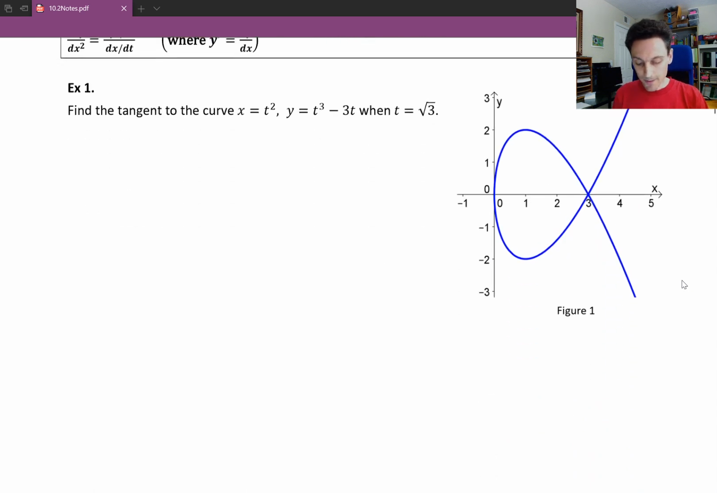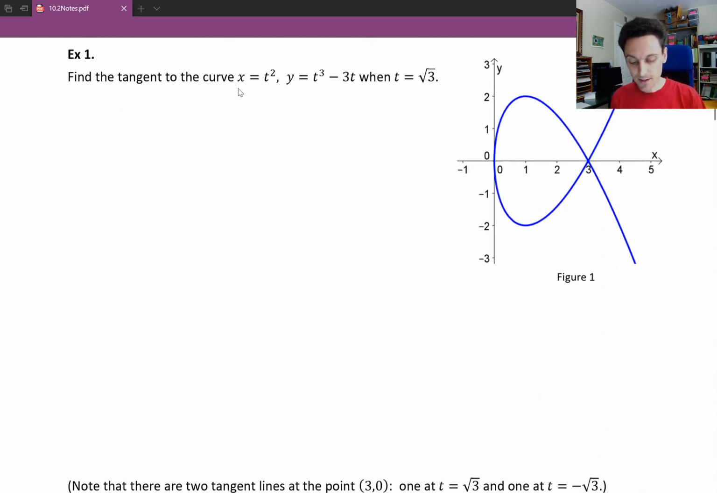Looking at example 1, it says find the tangent to the curve x equals t squared and y equals t cubed minus 3t when t equals root 3. It shows a picture of that curve over there in figure 1. So our first goal is going to be to find dy/dx. That'll give us the slope of the tangent line at any value of t.